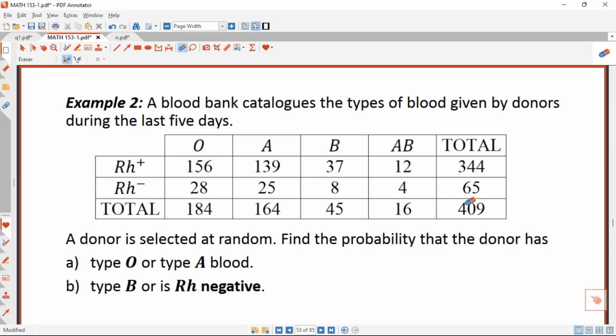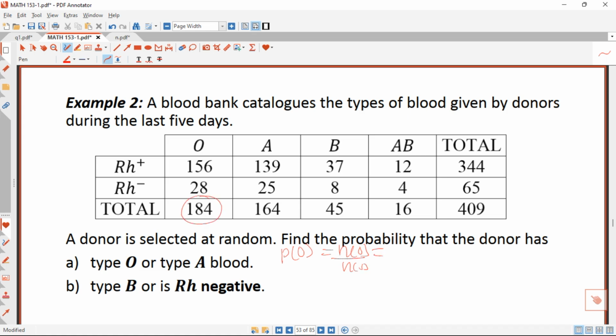When you add this up, you are getting 409. So our sample space for this question is 409. Before we can solve this question, we have to get our probabilities down. Probability for blood group O is equal to number of O divided by number of sample space.